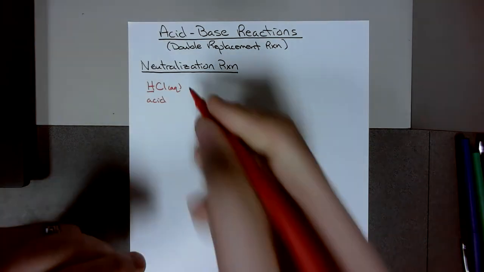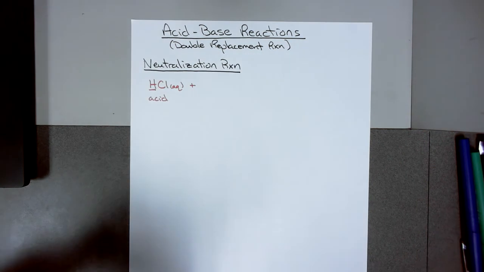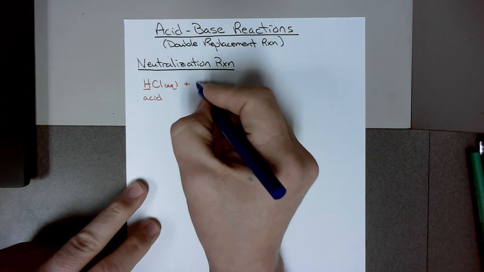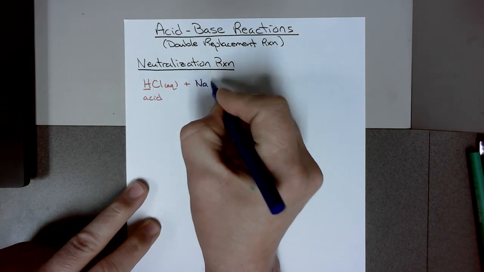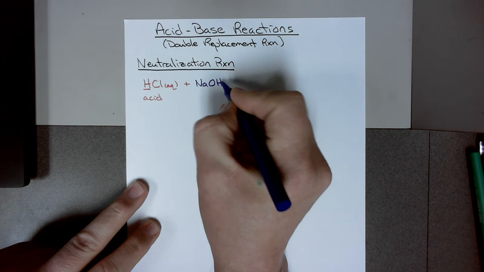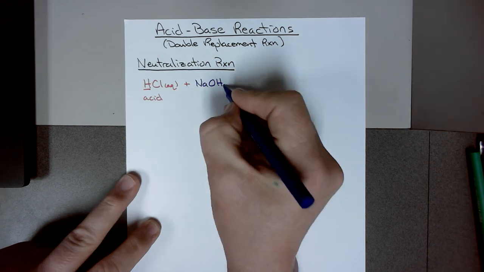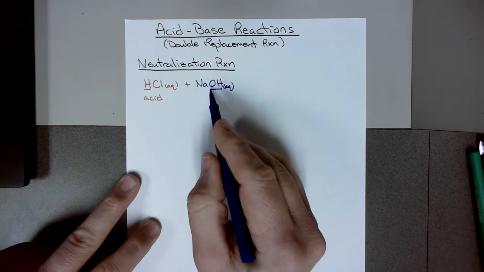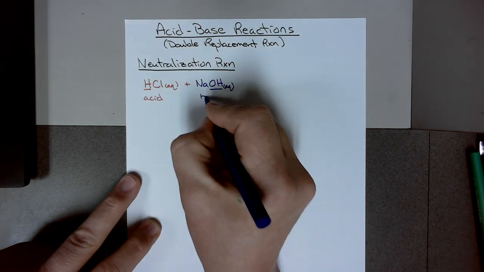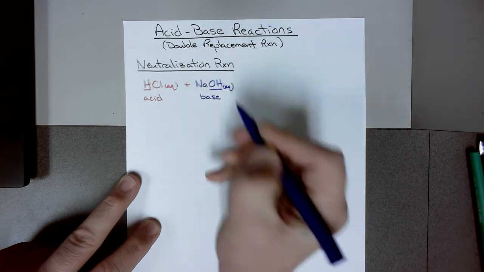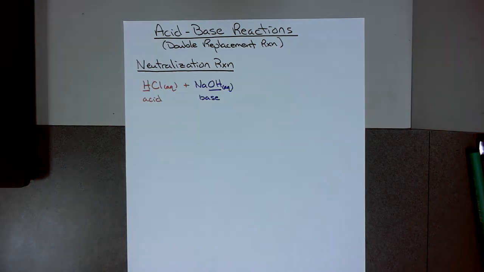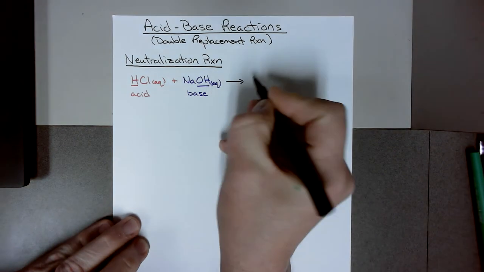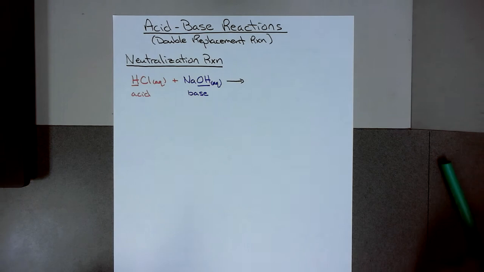plus we'll add a base to that. I'm going to try to color code this because later you'll see why I have acids as red and bases as blue, but our base is NaOH, sodium hydroxide, and what makes this the base is the OH minus. So whenever you see a OH minus, you know you have a base. So we have an acid plus a base, and they will react to produce water.